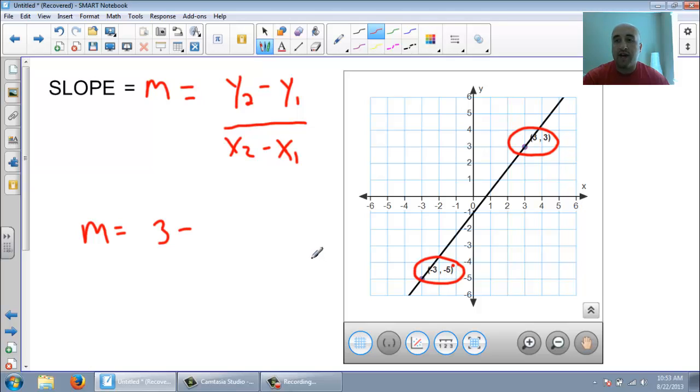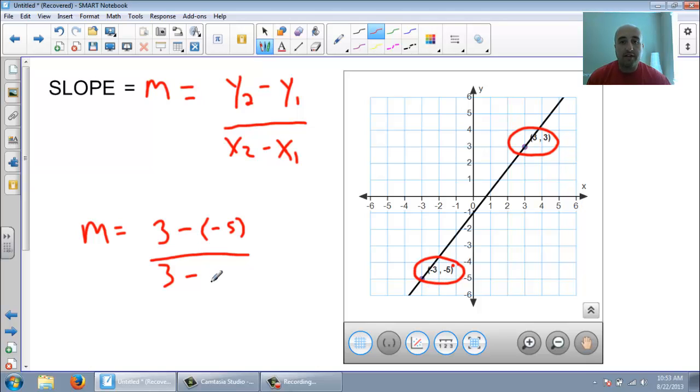So we started with the top, so we need to start with the top again for the x's. So the x value of this top point is 3. So we're going to do 3 minus, and the x value in the second point is -3. So we're going to do -3. So this should be able to help us figure out what the slope is.